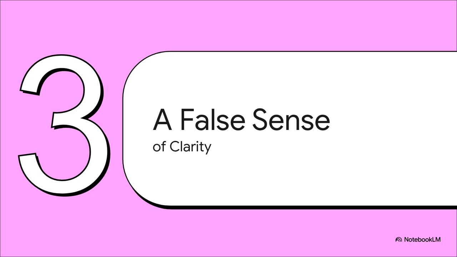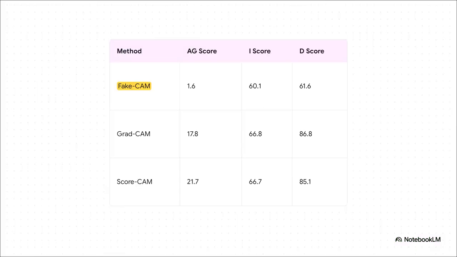But the problem actually goes way deeper than the maps just being a bit unhelpful. It turns out there might be a fundamental flaw in how we even measure if a saliency map is any good in the first place. Take a look at this table. Researchers were testing different map-making methods, but I want you to focus on that top row, fake CAM. This is essentially a completely uninformed, basically random map. And yet, on some key metrics that are supposed to measure how accurate they are, it performs surprisingly well. It's not that far behind the really sophisticated methods.